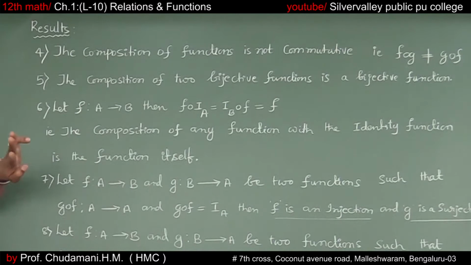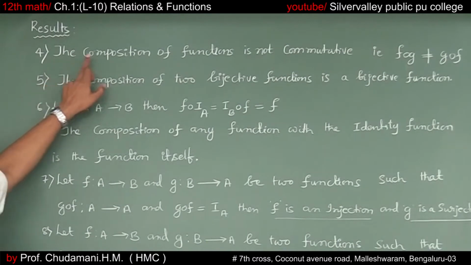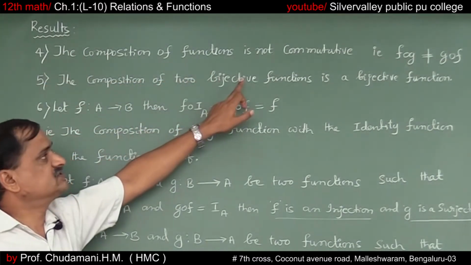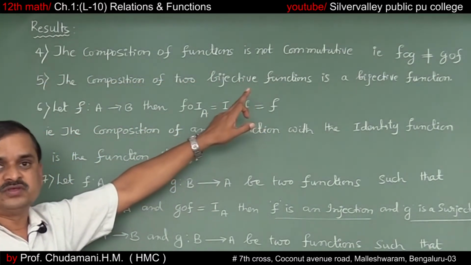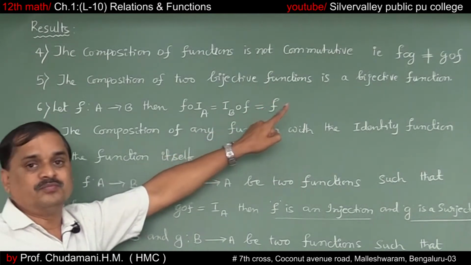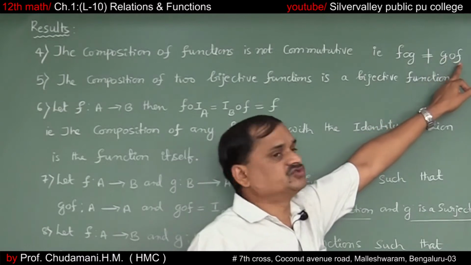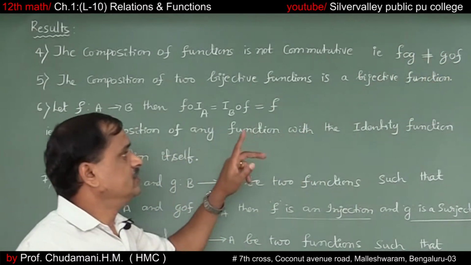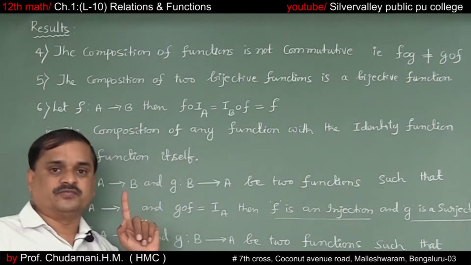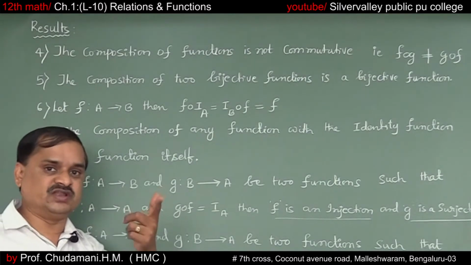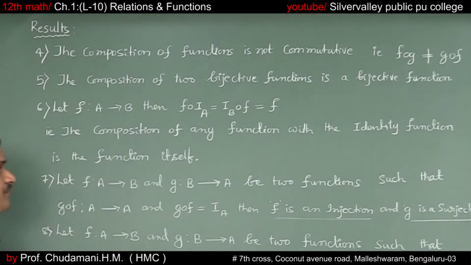So we have proved 3 results. Some more results you need to remember for MCQs. Only result statements, no proof. Fourth one, the composition of function is not commutative. That is, composition of g and f not equal to composition of f and g. Fog is not equal to gof, whereas it is associative. We have proved that in result number 3.